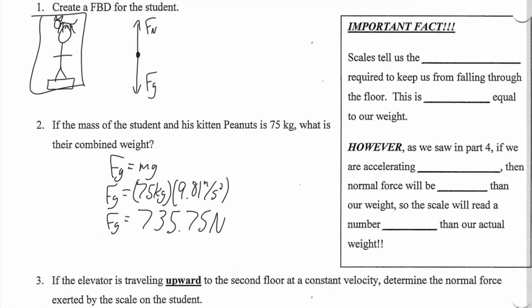Let's take a look at some important facts that we should know when we're doing some of these vertical force problems. So the scales tell us the normal force required to keep us from falling through the floor. And as we saw in an earlier part, this is usually equal to our weight. However, as we saw in part 4, if we are accelerating down, then normal force will be less than our weight. So the scale will read a lower number than our actual weight.